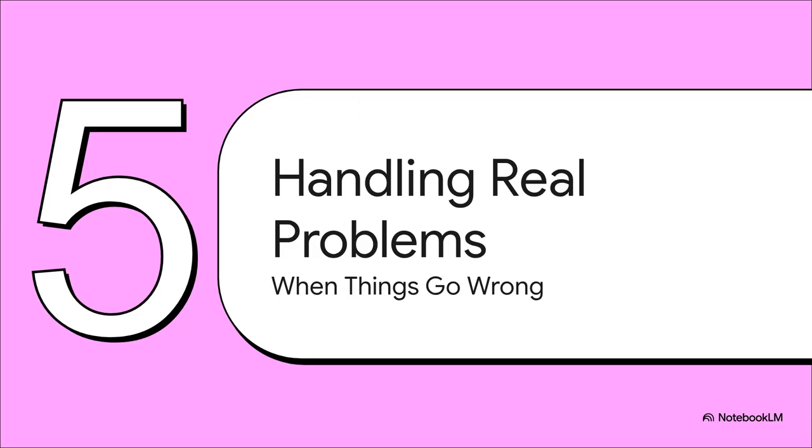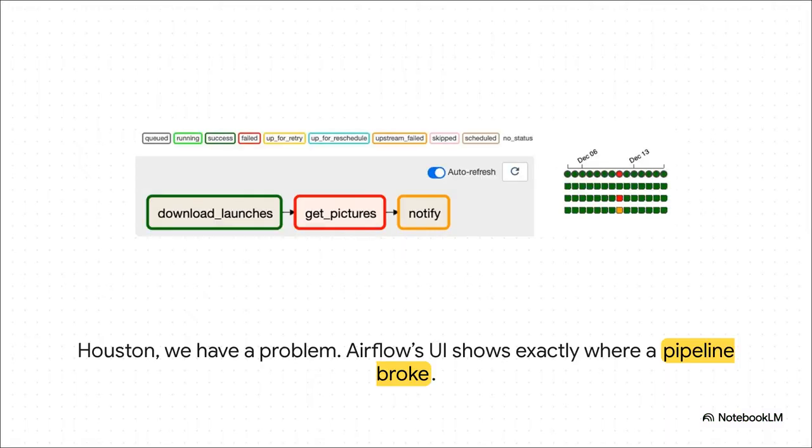But let's be real. In the real world, things break. APIs go down, networks get flaky, stuff happens. And this is where a tool like Airflow really earns its keep. So what happens when a task fails? Boom! Airflow's UI tells you immediately. That big red box around get_pictures is impossible to miss. And look at the notify task. It's orange, which means it was skipped because its upstream task failed. You've just found the exact point of failure without digging through a single log file.